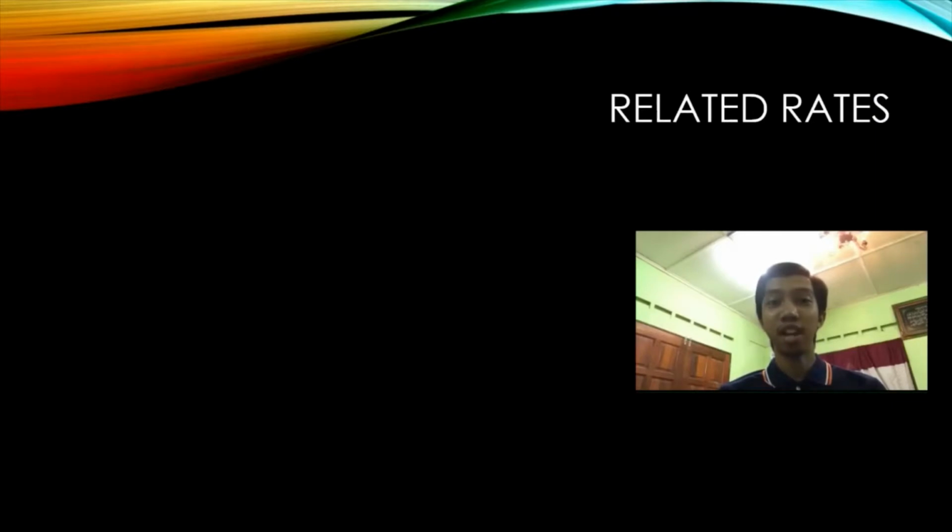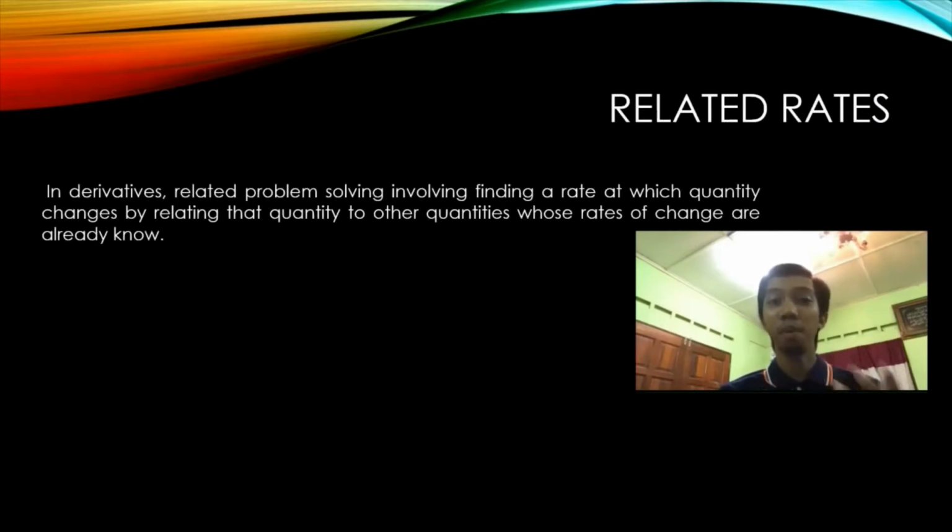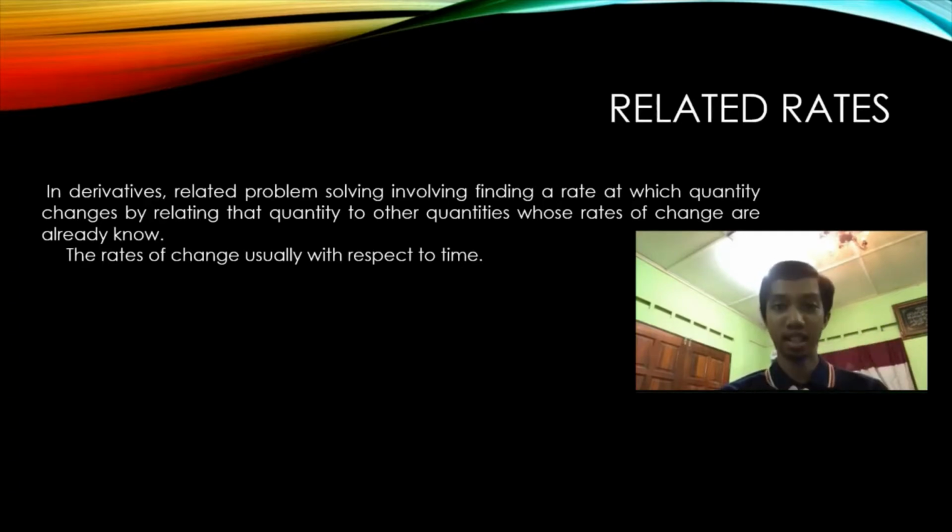Related rates can be defined as derivative-related problem solving involving finding the rate at which a quantity changes by relating that quantity to other quantities whose rates of change are already known. It means in one question, they will give the rate of change for one variable that we already know. By that, we can easily find the related rates for other variables. Second, the rate of change is usually with respect to time, for example dV over dt.